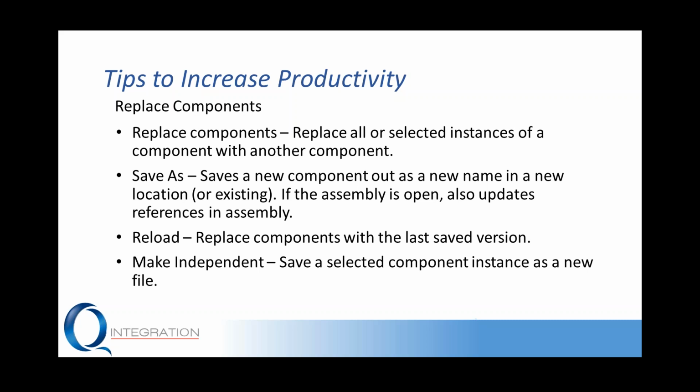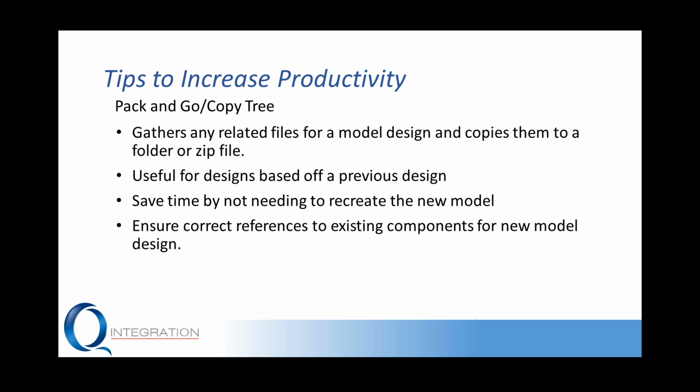And so this allows me, if I have multiple instances of a particular component in my assembly, to make one of those instances independent. So if I need to make a change to just one instance, that's going to be a new part. So Make Independent allows me to save the time of replacing that instance and simply save it out as a new file with a new name. And we can access that by right-clicking on the component and choosing Make Independent.